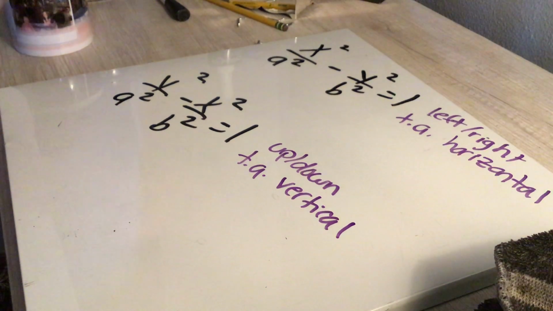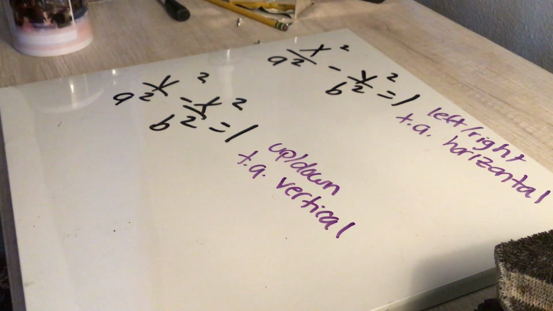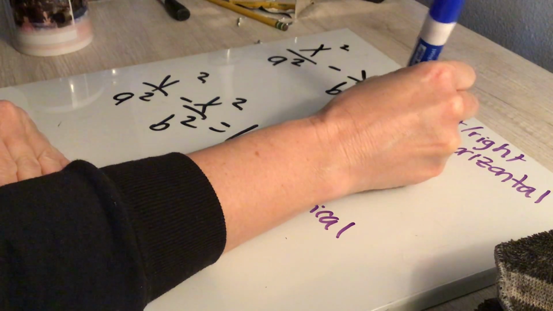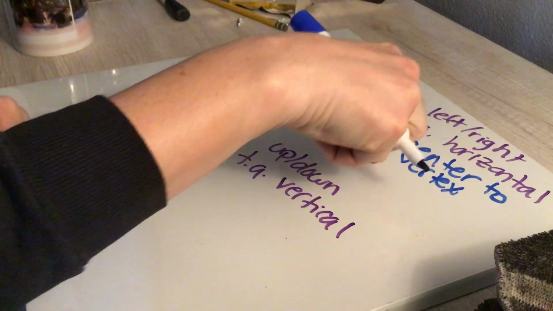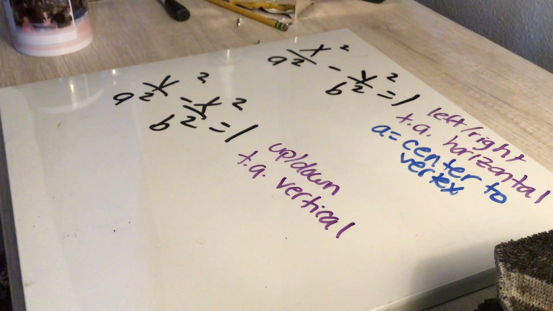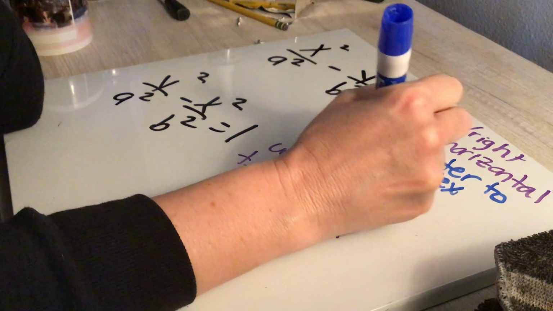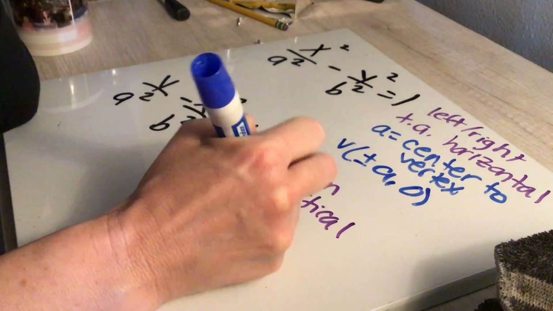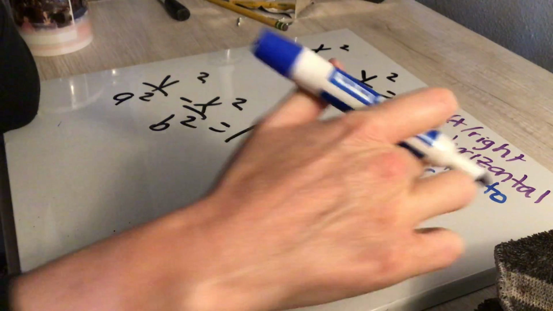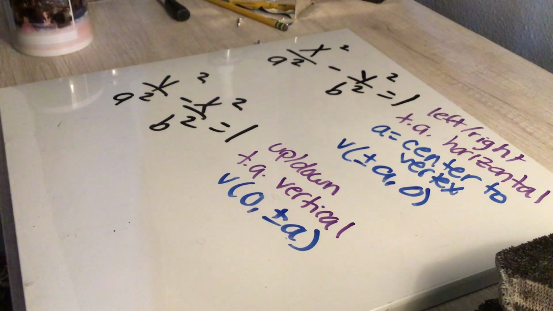Your value of a is going to tell you where your vertices are. So a is the distance from the center to the vertex. That's the key, knowing that that's what a actually represents. So when the center is at 0, 0, your vertices are at plus or minus a, 0. For ones that open up and down, the vertices are at 0, plus or minus a. The key here is to know this is the distance from the center to a vertex.